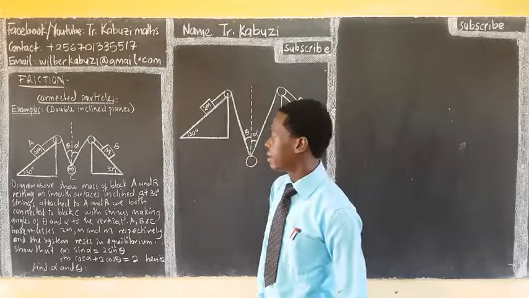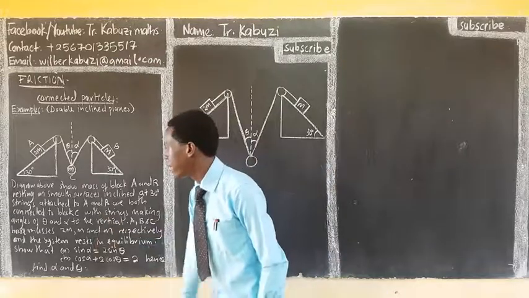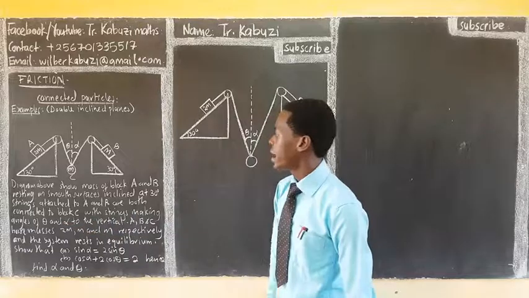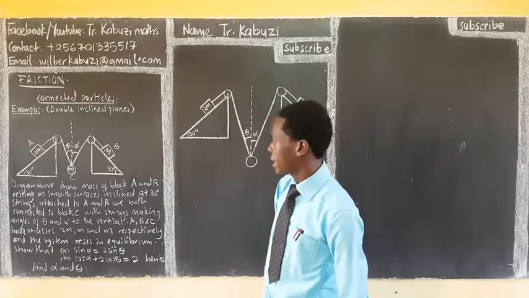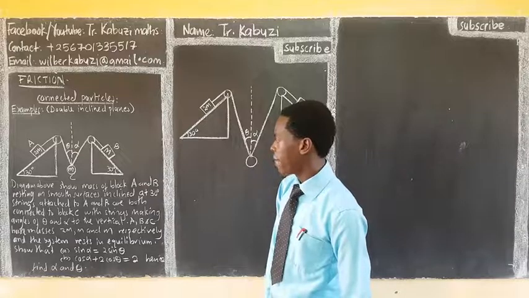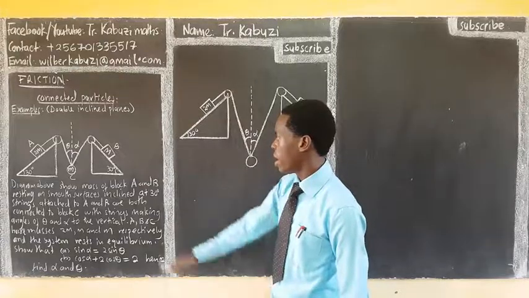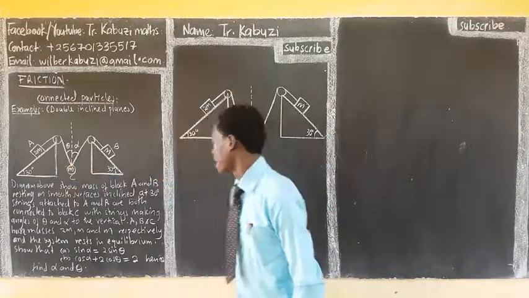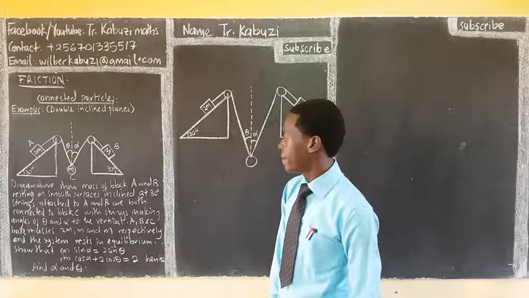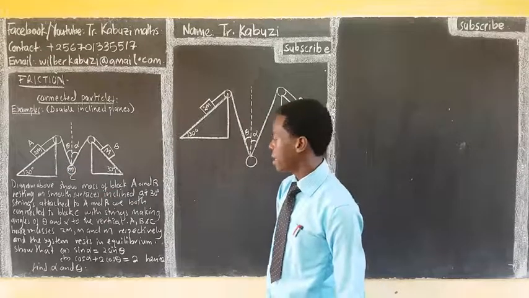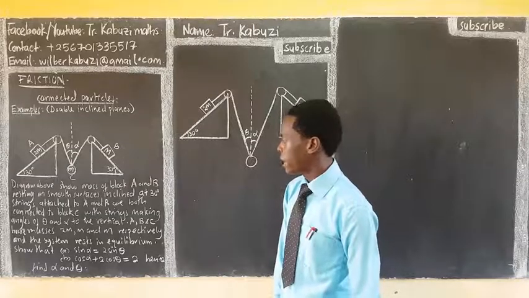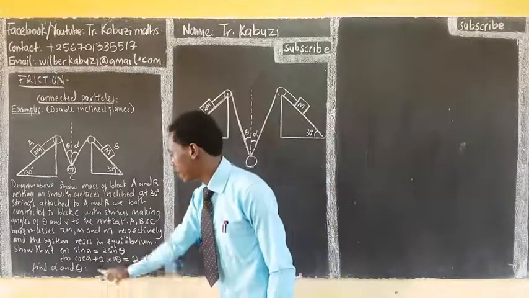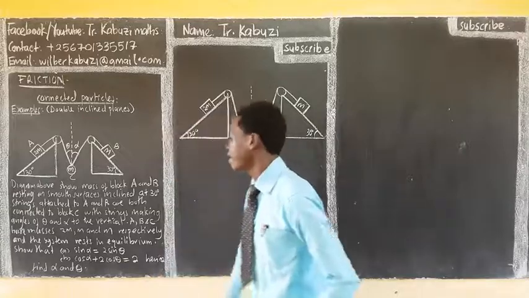Inclined at 30 degrees, inclined at 30 degrees. Strings attached to A and B are both connected to block C, with the strings making angles of theta and alpha to the vertical, as you see here. A, B, and C have masses 2m, m, and m respectively, and the system rests in equilibrium. Show that this is equal to this, and this is equal to this, hence find alpha and beta.